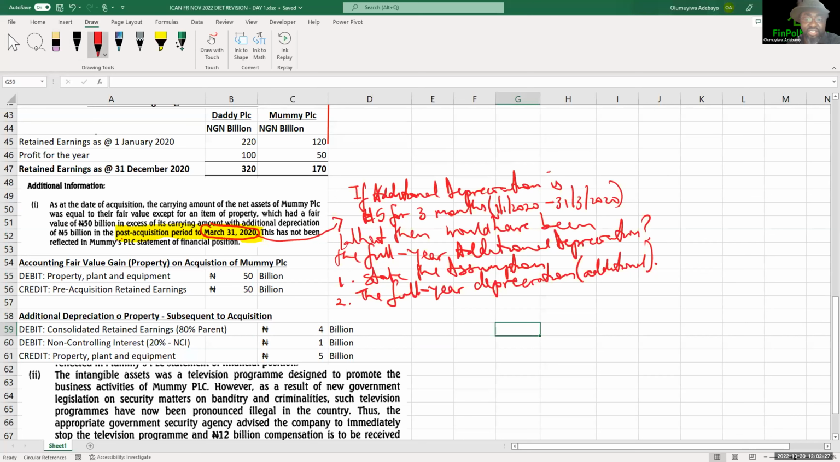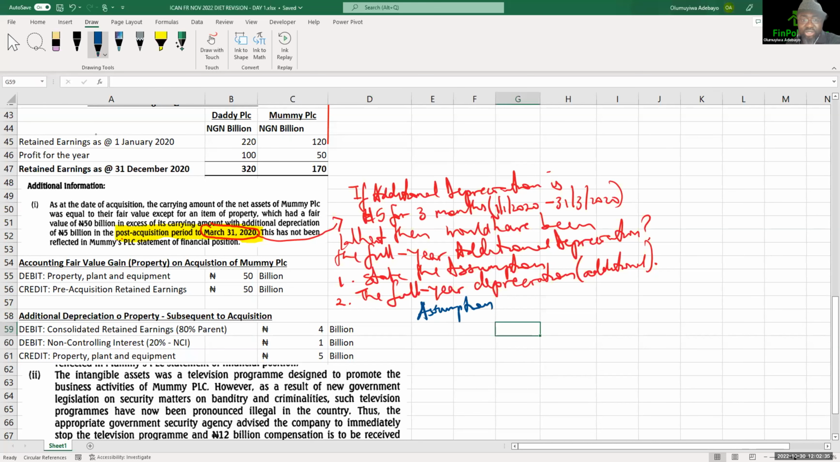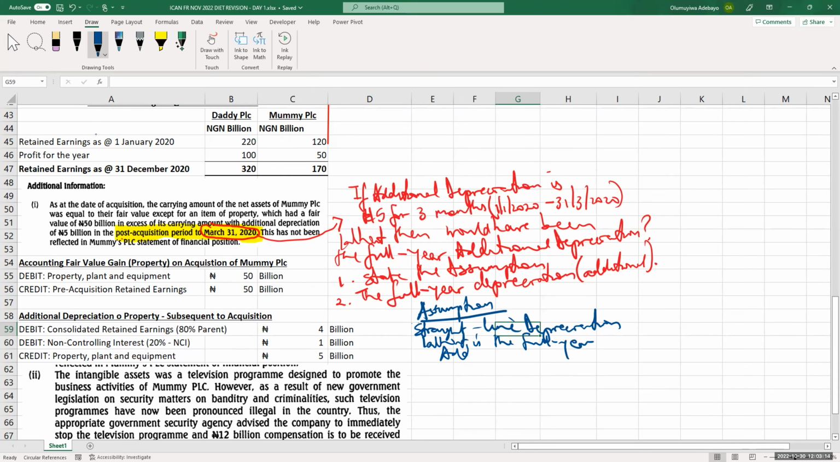Now let me take note of it. The only assumption that is valid for what you have said is that there is no addition in the year. No, it's never addition, because even if there's addition, the additional depreciation we are talking about is of acquired assets at acquisition. Therefore, we are not interested in additions during the year. We are talking about assets you have fair valued, and the fair value is creating additional depreciation. The only assumption here is that it's straight line depreciation. Now, given that assumption, what is the full year depreciation? Since the 5 million is for 3 months, we have to get that of a month and multiply it by 12 months.